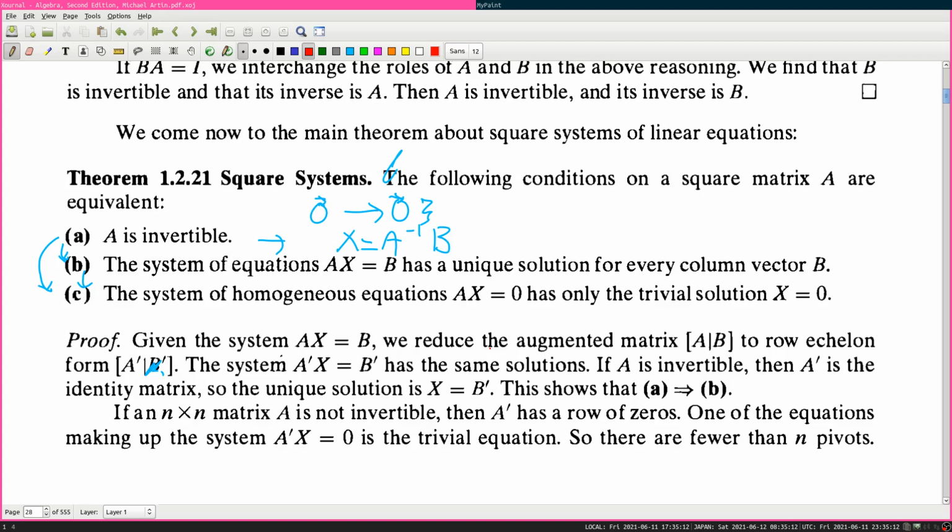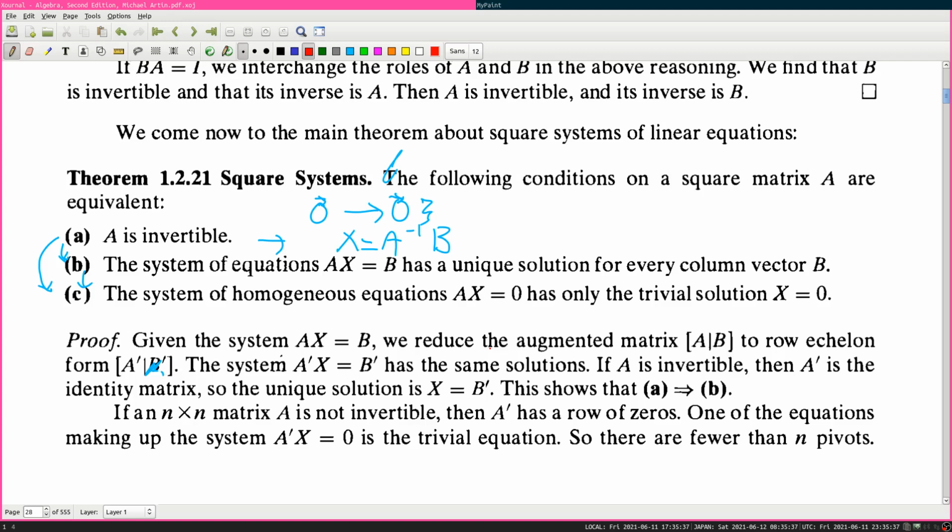Proof: given the system AX equals B, we reduce the augmented matrix A bar B to the row reduced echelon form A prime bar B prime. The system A prime x equals B prime has the same solutions. If A is invertible, then A prime is the identity matrix. So the unique solution is x equals B prime. This shows that A implies B.